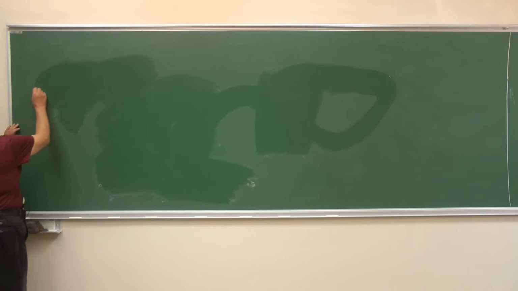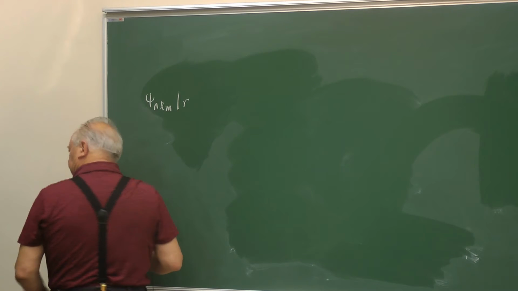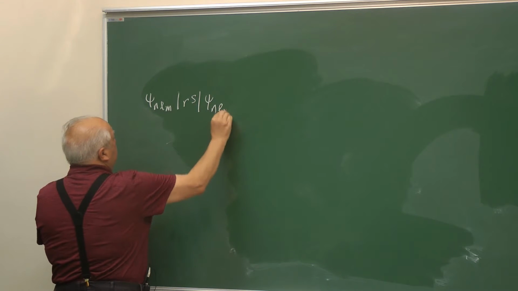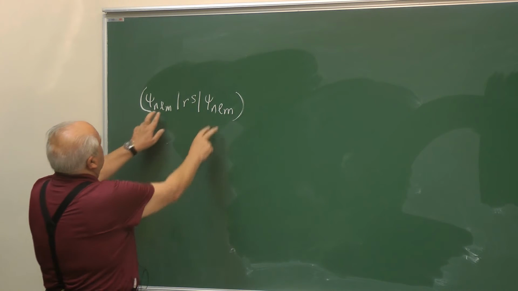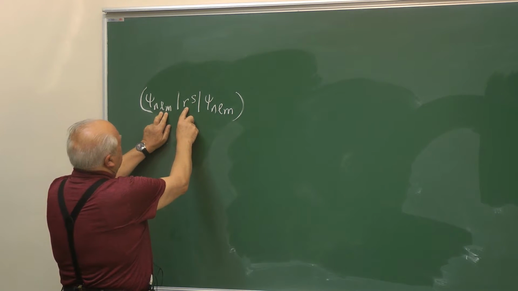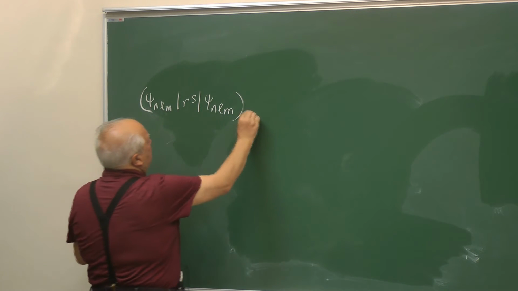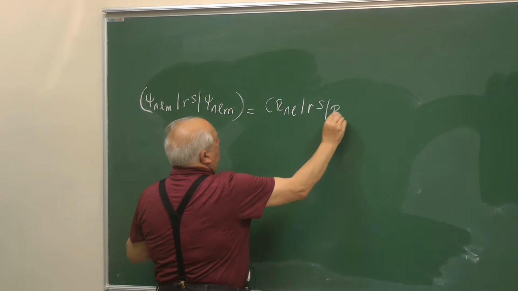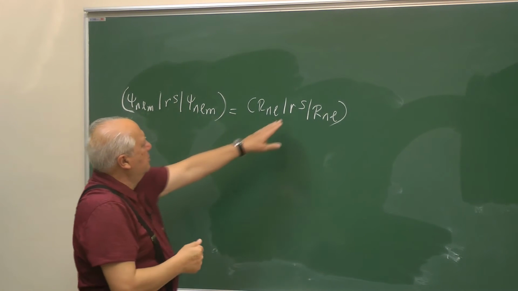Now, we will compute the integral of psi n l m star, r to the s, psi n l m. Since we are computing the expectation value, since the radial part does not depend on angle, and since these are orthonormal spherical harmonics, we really have R n l, r to the s, R n l. I am now explaining the general method before specializing to certain powers.